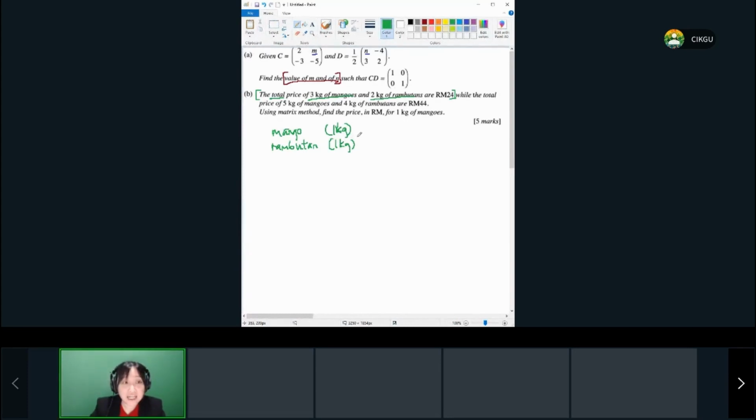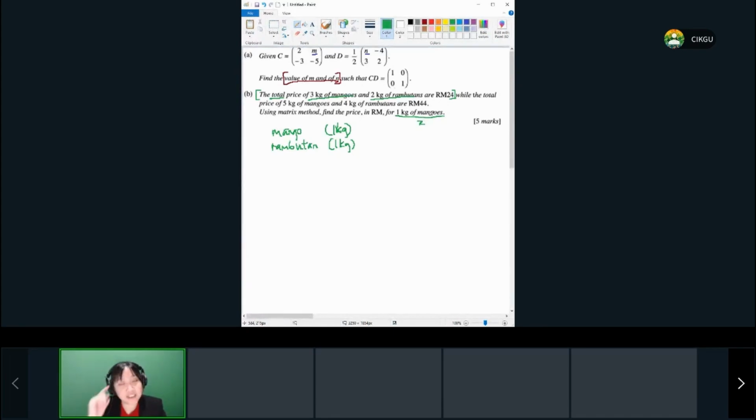Another trick is if you finish the question, they say using matrix method. Find the price in RM for 1 kilogram of mangoes. This is what they want you to find. So that means this must be the unknown. I use X to denote the unknown.